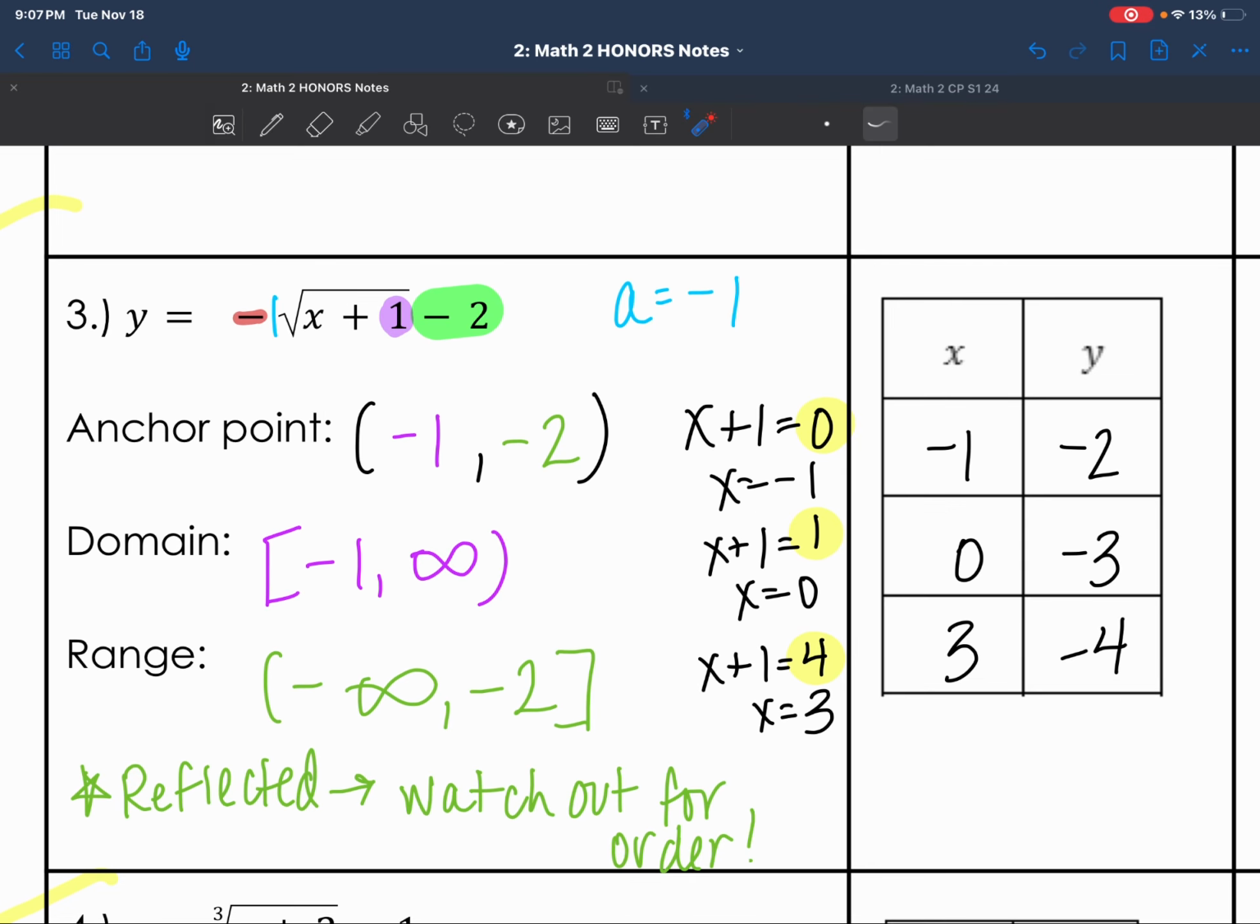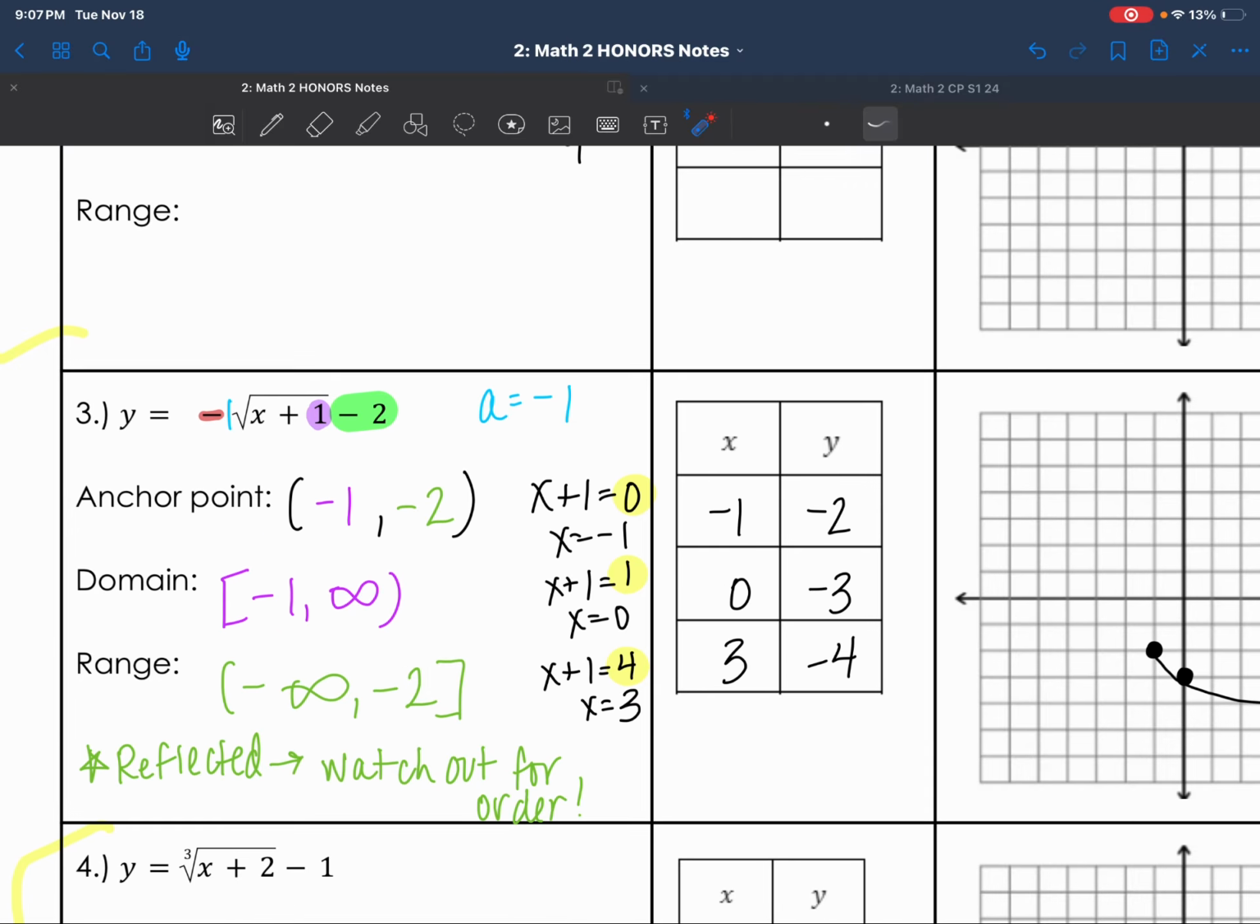All right, and then now let's go ahead. I forgot to do domain and range. So domain, we're going to go ahead and we're going to look. And this goes from -1 to infinity. Now, I want you to pay attention. Since this is reflected, watch out for the order. So usually we would put -2 to infinity. But if you notice, these switched spots. So it's actually going to come up, and when I graph it, I'll show you what I mean. But this is going to be a different order than what we did before.